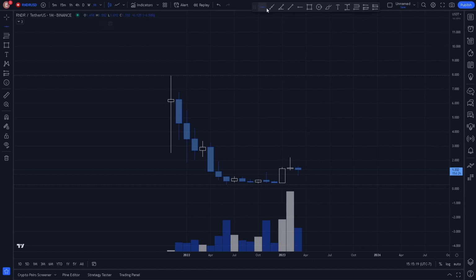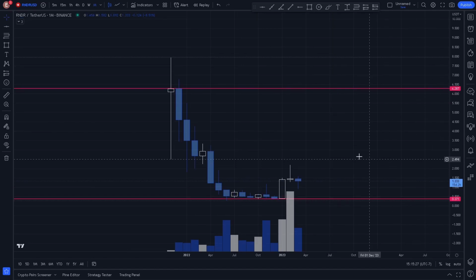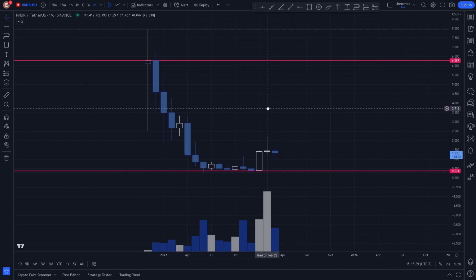Now here on the monthly, we can go ahead and plot our swing high here and our swing low, which is obvious to spot here on the monthly chart. Now let's go ahead and hop to the weekly so we can see more price action.